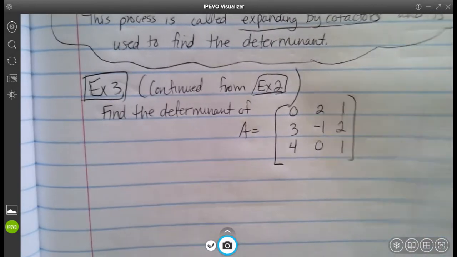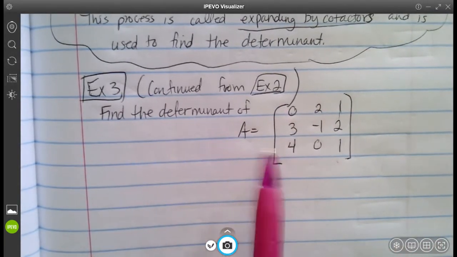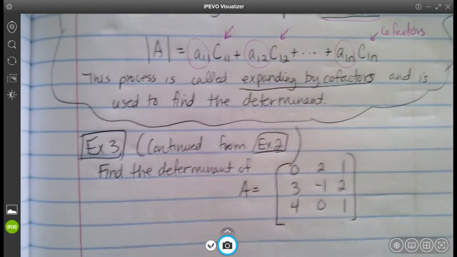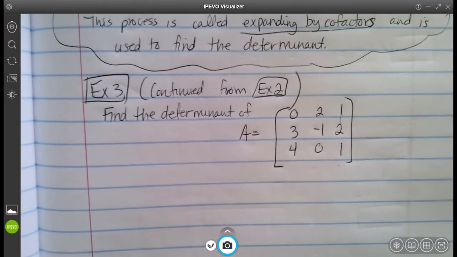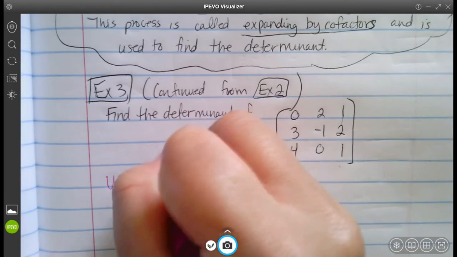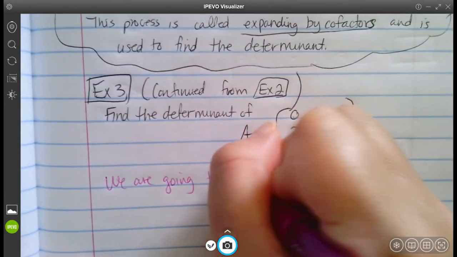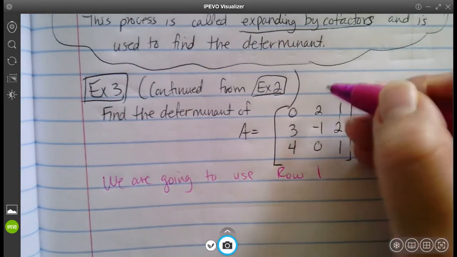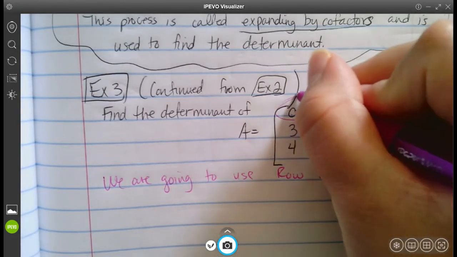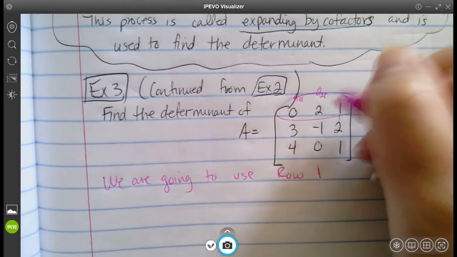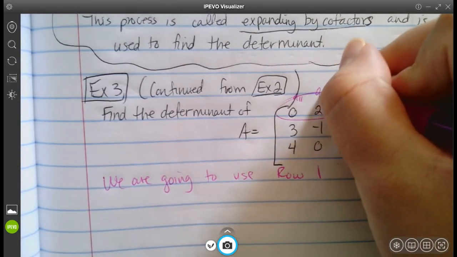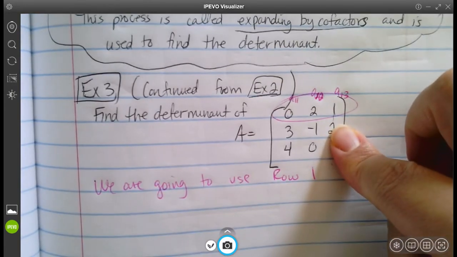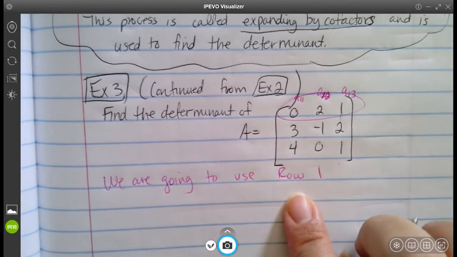So continuing from example 2, this is the same matrix. We're going to find the determinant of A, and we are going to use the exact same pattern that we see up here. We're going to use row 1. So for row 1, that's going to be this right here. My A11 is 0. My A12 is 2, sorry. And then row 1, column 3 is 1. So that means I'm going to use the cofactors from row 1.